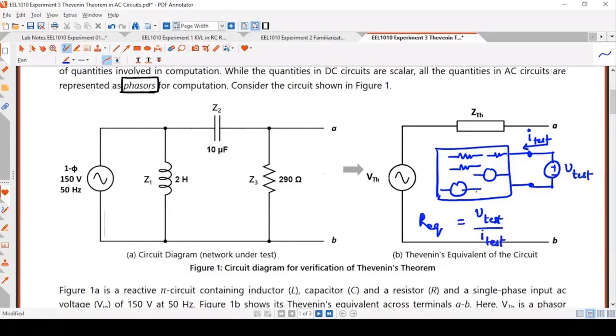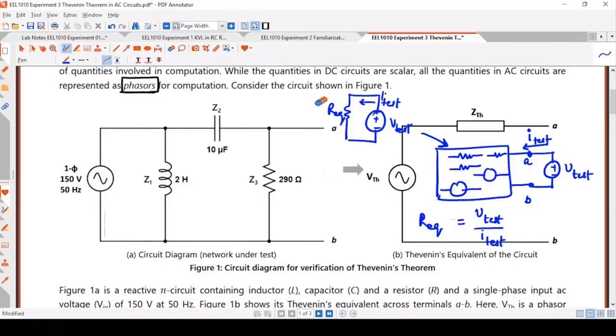If there were no independent sources inside the network, then given a test source across these 2 terminals AB, a current flows into this network because of this test source, and the equivalent resistance of this entire network should be V test upon I test. That means we could represent this as a single resistance such that I test is the current that flows. That would be the meaning of equivalent resistance, right?